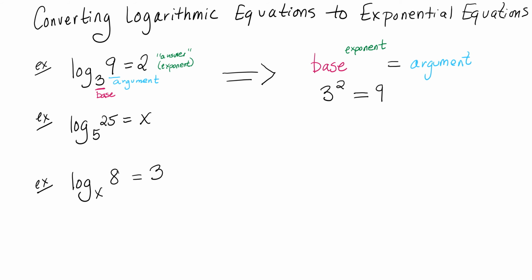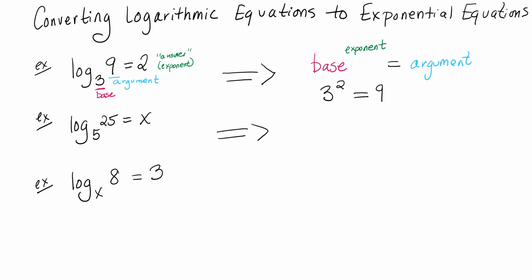Now, if all of these things, the base, the argument, and the answer or the exponent, are numbers, not variables, then you could actually just check to make sure you did this correctly. 3 squared, 3 times 3 gives me 9. So this is a true statement, and if I've done this correctly, it should be a true statement. Provided that the problem they gave you works out that way, of course. All right, let's do the other one.